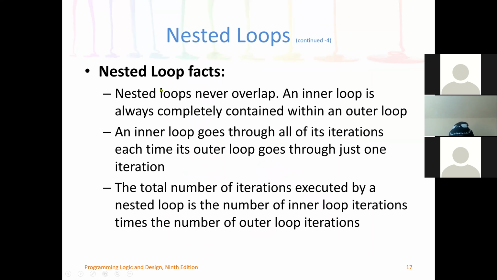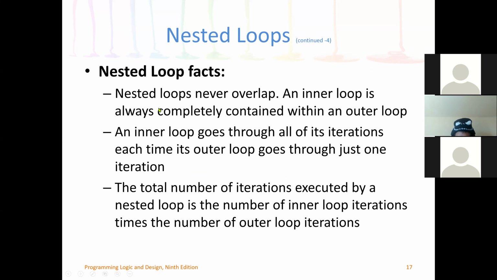So here we say the nested loop facts. First, we say the nested loops never overlap. As we saw, if the outer loop is true, we go inside the inner loop. We do something over and over again until the condition is false. We come out and check the outer loop again. If it's true, we go back inside again. If it's false, we come out of the loop.